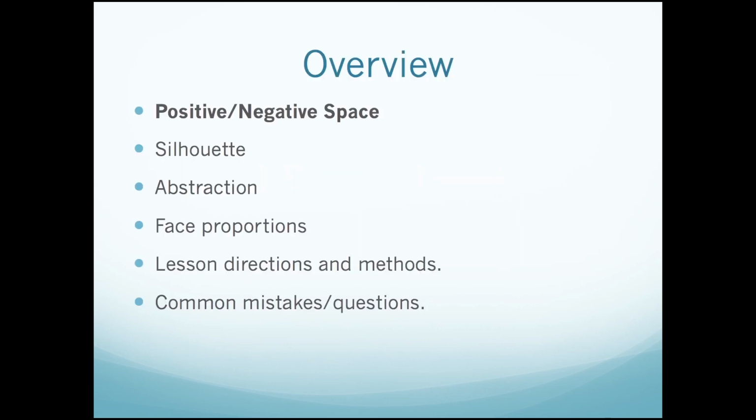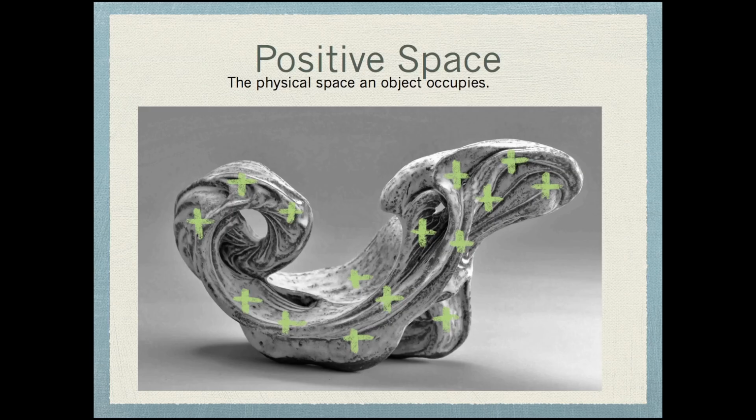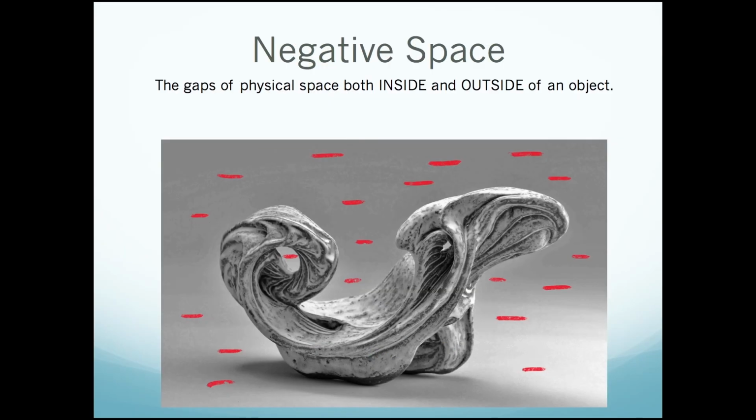So first, let's start with positive negative space. This is mainly a review from our previous lesson, but remember, in sculpture, positive space is the space that a physical object physically occupies. It's critical to be mindful of this as we work. The way we control the use of our positive and our negative space results in interesting work. This will tie directly into silhouette in just a moment.